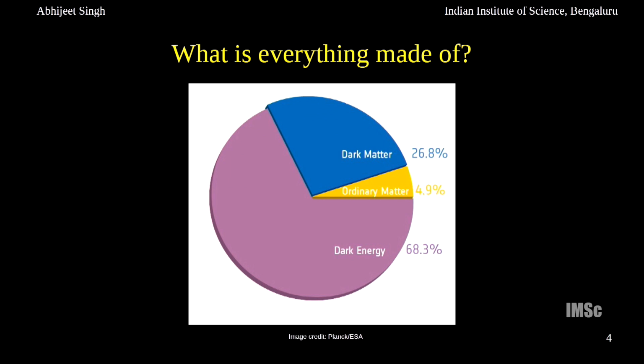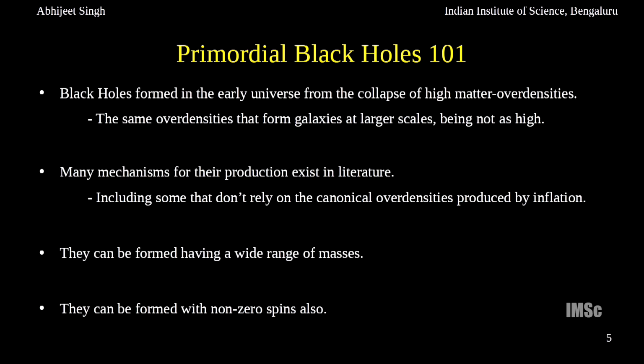I'm sure almost everybody in this room has seen this picture hundreds of times. This is the pie chart of our ignorance, and around 27% of the energy density of the universe today is unaccounted for. Gravitationally it behaves like matter, but we don't know what it's made of. And there are various possibilities. One of the possibilities is that it's made of primordial black holes.